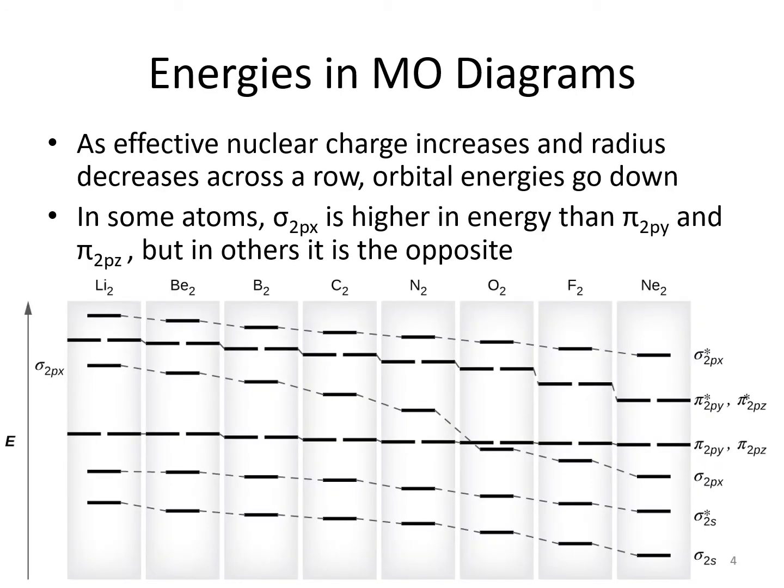As effective nuclear charge increases and radius decreases across a row, the orbital energies go down. It goes down dramatically in some molecular orbitals, such as sigma 2px, but much less dramatically in other orbitals, such as pi 2py and pi 2pz. Because of that, the relative energies end up switching partway across the periodic table. In lithium through nitrogen, the sigma is higher than the pi's. In oxygen through neon, the pi's are higher than the sigma.